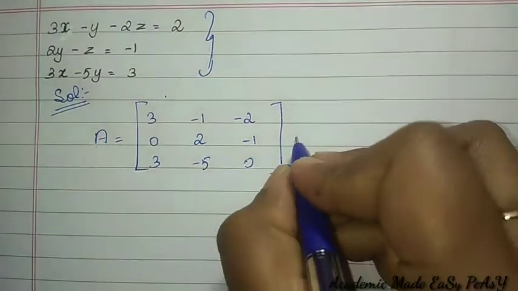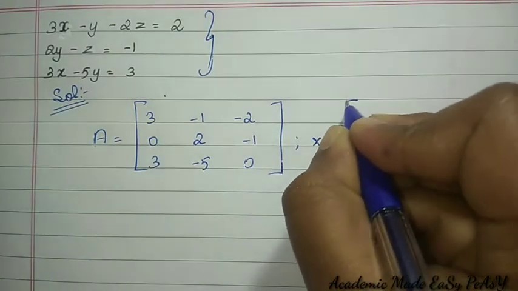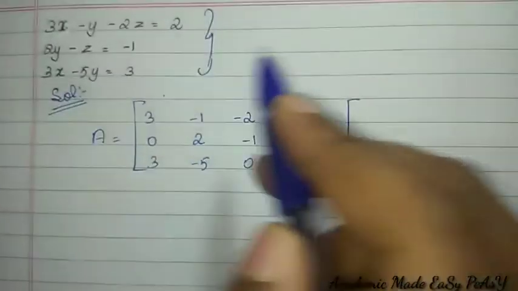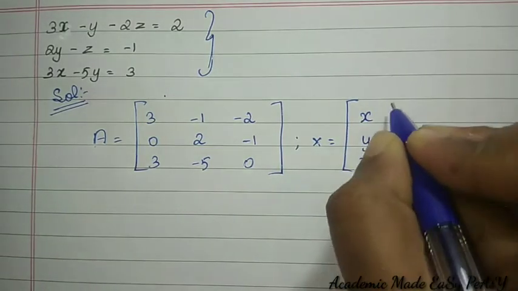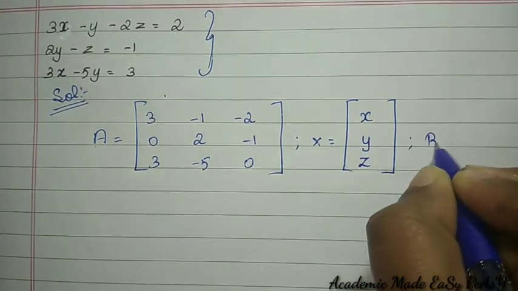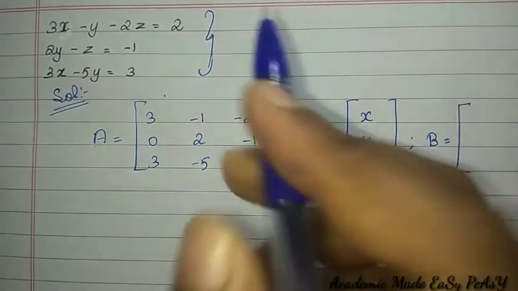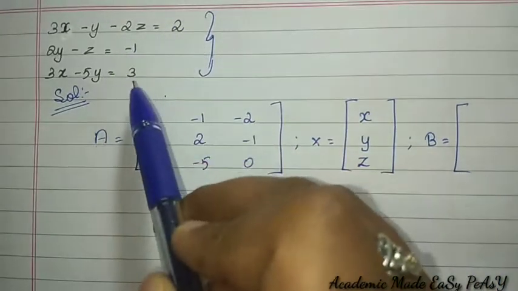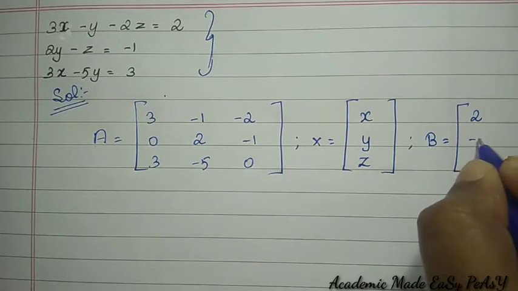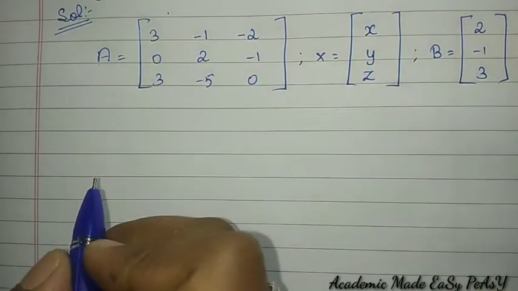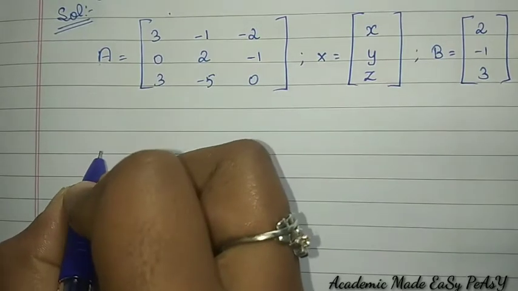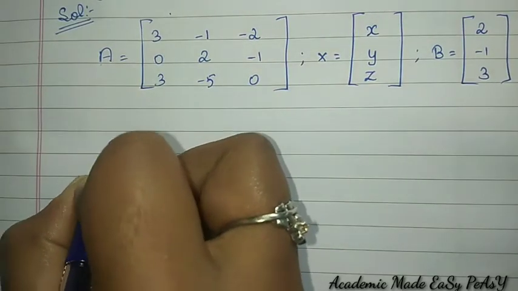So now let's check for X. We have 3 variables, X, Y and Z. It is in an order, so have it in an order only. And my matrix B is equal to my RHS. So 2, minus 1, 3. Now in order to check the consistency, I will just take the determinant of the matrix A.